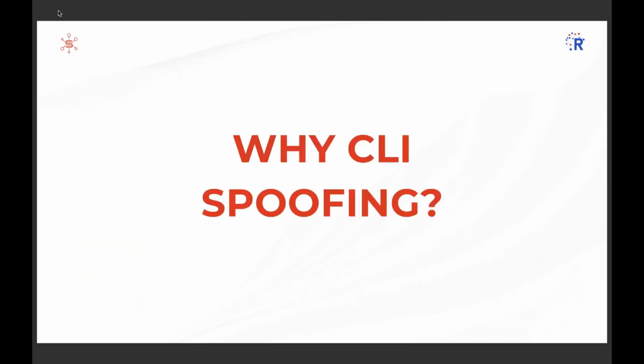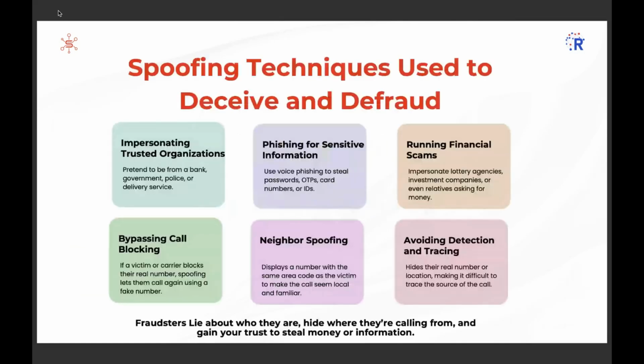Now that we understand what CLI spoofing is and how it works, let's talk about why it's used. At its core, spoofing is not just about changing a number, it's really about manipulating trust. So the fraudster lies about who they are, hides where the call is coming from, and uses that false identity to trick people into giving up something valuable, usually money or sensitive information. Often they impersonate trusted sources like banks or government offices or even the police. And when you think someone official is calling, it's easy to let your guard down. That's exactly what they want and what they are counting on.